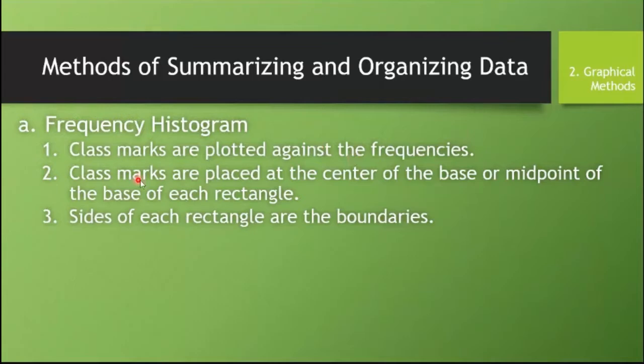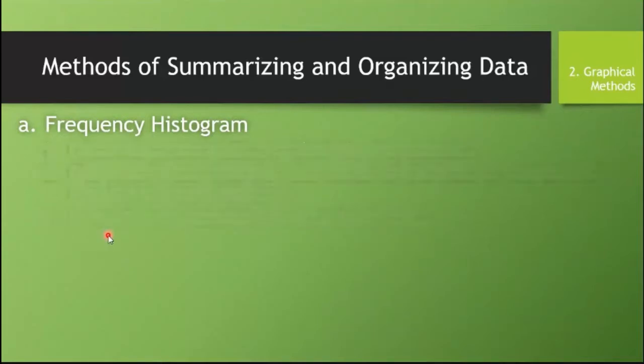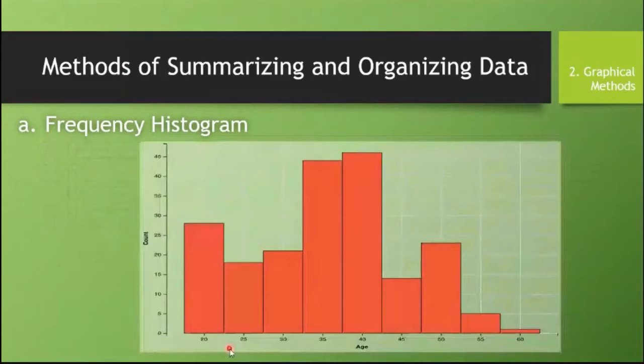Then the center of the base of the rectangle, or the midpoint of the rectangle, should be your class marks, and the sides of each rectangle are your class boundaries. Now, if you go back to this figure here, your ages are actually your class marks. This 20, 25, 30 are your class marks, and these are your frequencies. Then the center of each rectangle is your class mark, and the sides are your boundaries.